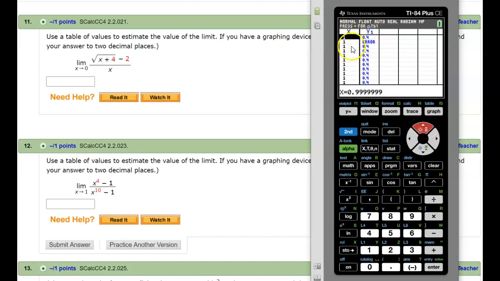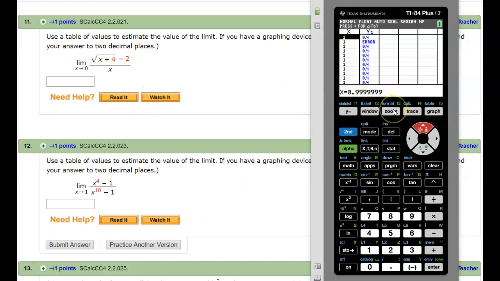It's hard to tell left and right, but notice that the numbers before 1 would have been up above, and the numbers after 1 are down below. So when I'm looking on my table, going down the list is to the right, going up the list is to the left. Another thing you might consider doing is actually looking at the graph.